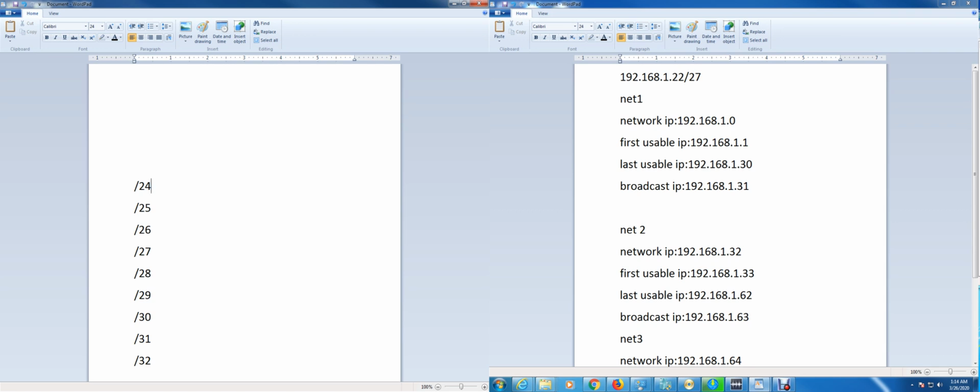Subnetting easily. As you can see on the left, I have your CIDR notations, and on the right, I have your subnetting all out here. And I'm going to explain how this came about.